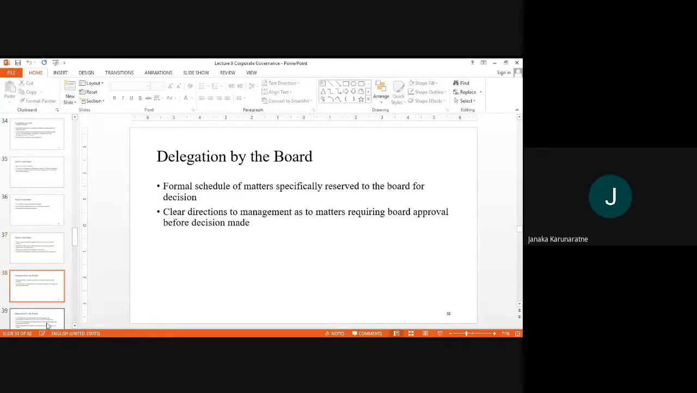Another important element of a board is the delegation of the relevant activities. There is a formal schedule of matters specifically reserved to the board for decision. There must be clear directions to management as to matters requiring board approval before decisions are made. All these directions to the management must be very clear, and management must also get the approvals of the board before such decisions are made.